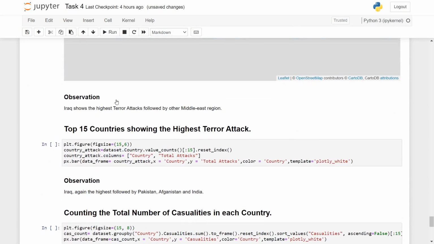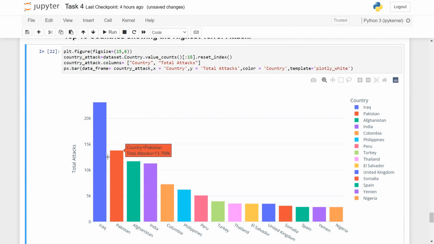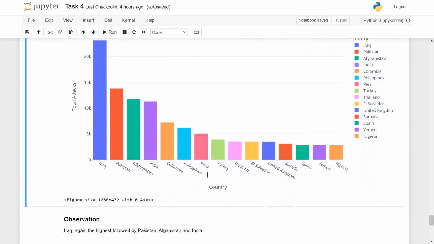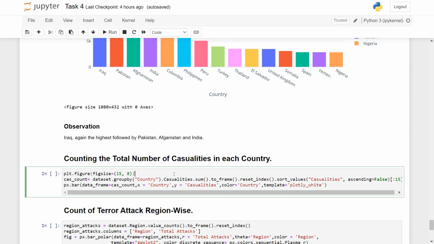After that, I am going to look at the top 15 highest terrorist attacks. I'm going to run this, and Iraq has the highest terrorist attacks, followed by Pakistan, and followed by Afghanistan and India. This graph is showing a linear trend. This is the observation, and I'm going to count the number of casualties in each country.